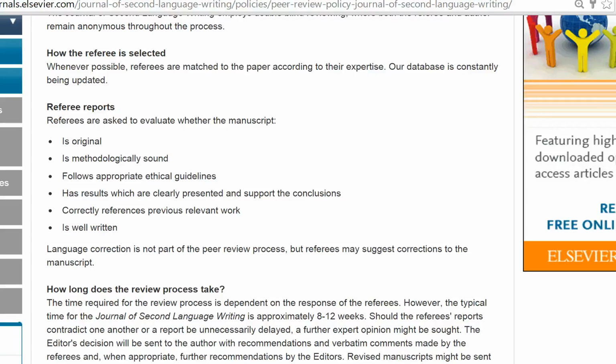Ethical guidelines. We'll talk later about ethical guidelines. Clearly presented results that support the conclusions. And again, this is a writing problem. That's one of the things we're focusing on in tutorials. References previous work correctly, but there is a great deal of emphasis on this. This is an area where you frequently get criticism, if you don't have the references that the author thinks you should have. And well written. And again, that's a judgment call.